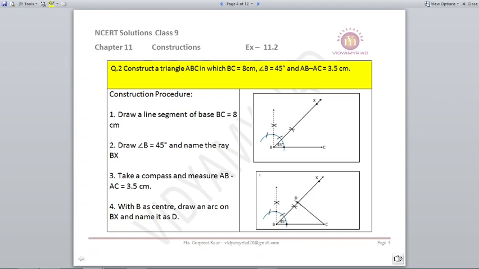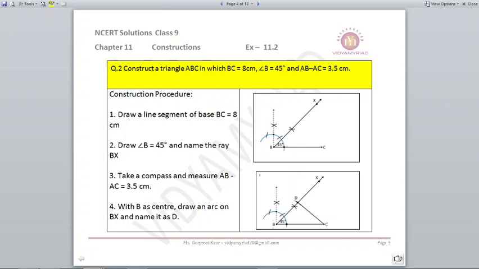Question number 2. Construct a triangle ABC in which BC is 8 centimeters, angle B is 45 degrees and AB minus AC equals 3.5 centimeters. Now you know how to construct 45 degrees. First draw 90 degrees, its bisector becomes 45 degrees. So draw a line BC of 8 centimeters and at B construct 45 degrees. Now mark that line as X, BX is your ray, and I want 3.5 centimeters on my compass. Cut it on BX, name that point as D.